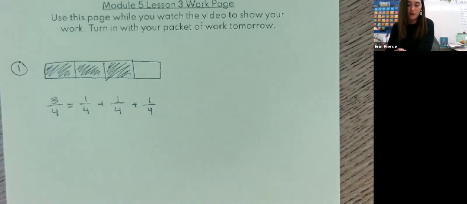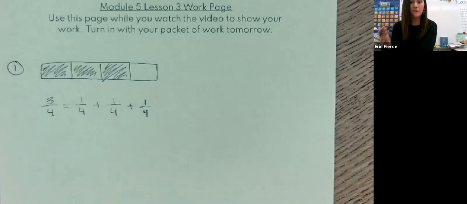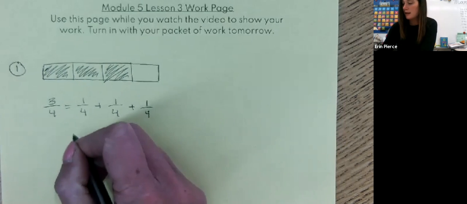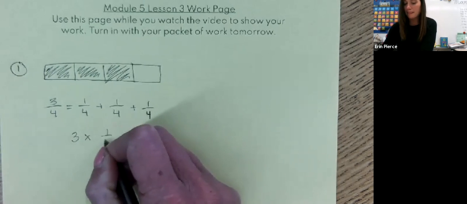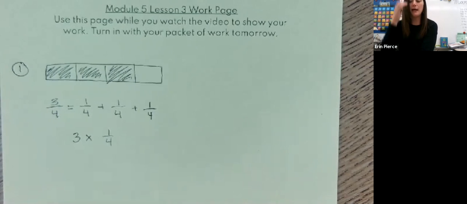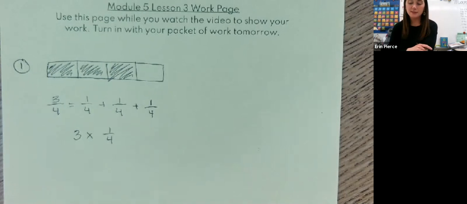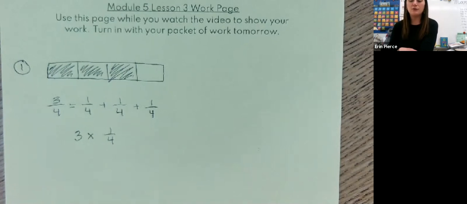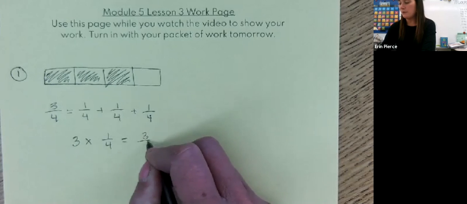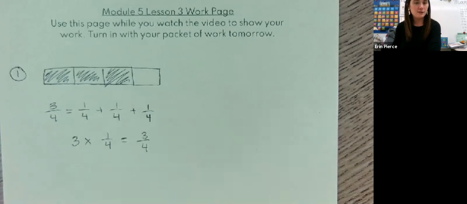So let's go ahead and just express this as multiplication. We have 3/4. We've drawn it. We've shaded it 3 times. We added 1/4 3 times. So could we multiply 3 times 1/4? Yes, we can. So if we want to add the same fraction a certain amount of times, instead of adding it, we can multiply. So we are doing 3 times 1/4. So that equals 3/4. Okay, that's our first one.